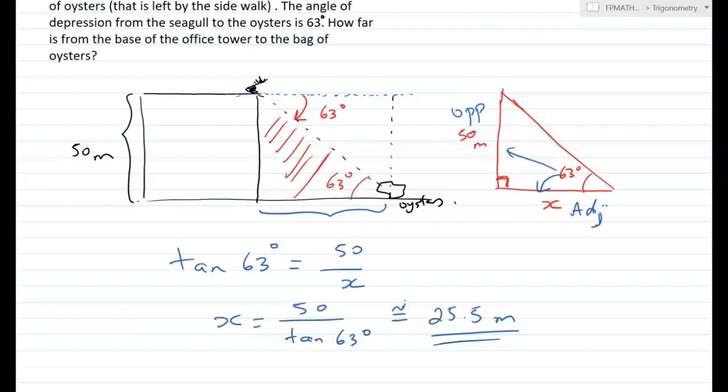So this is the approximation, 25.5 meters, the distance between the base of the building and the oysters. Okay, so there's another example. You can use all the methods, including again Pythagorean if you have to, but lots of options you can use. Now practice time.